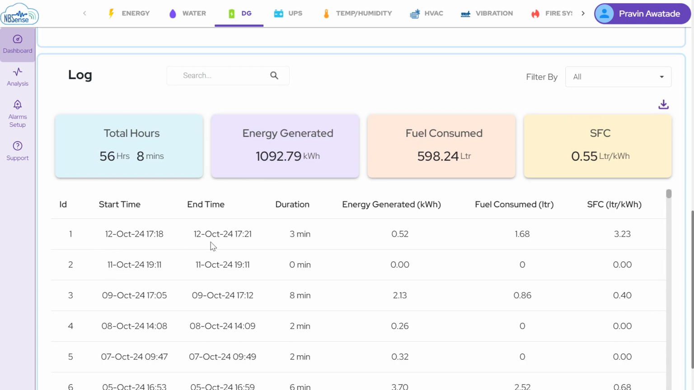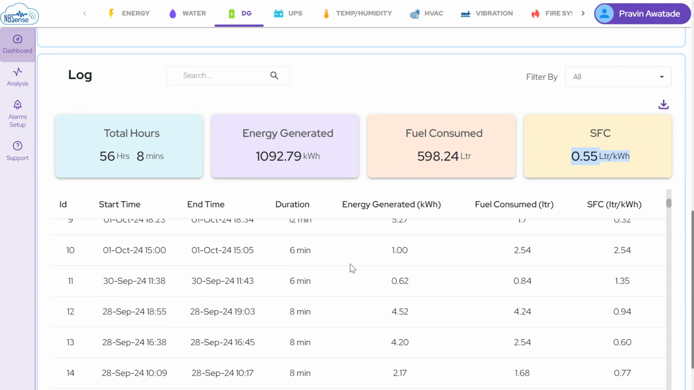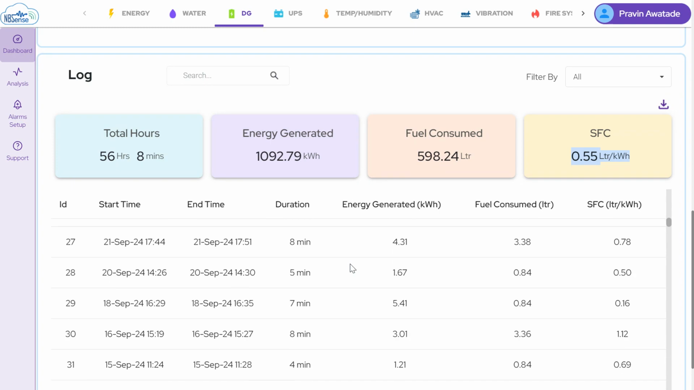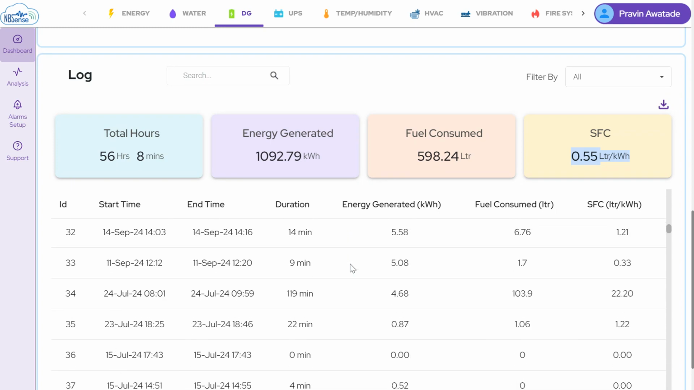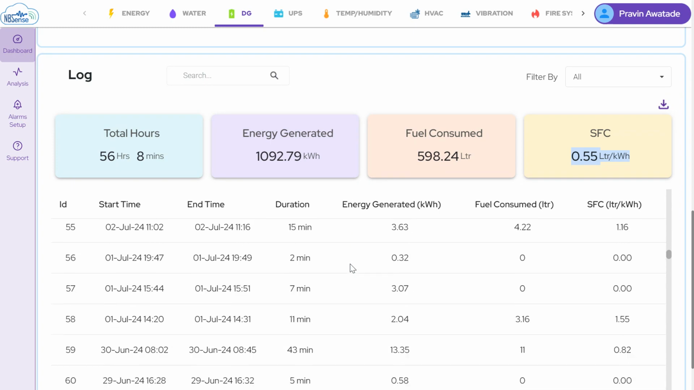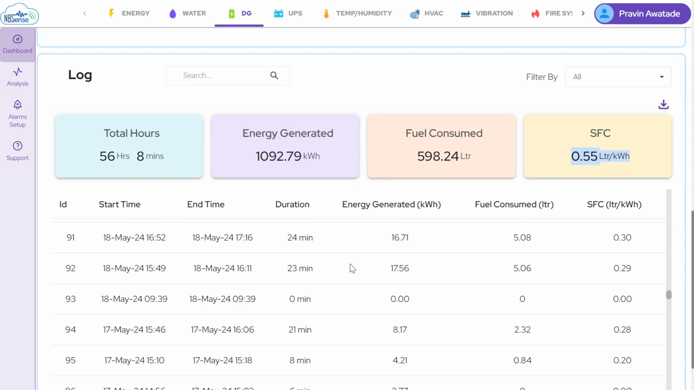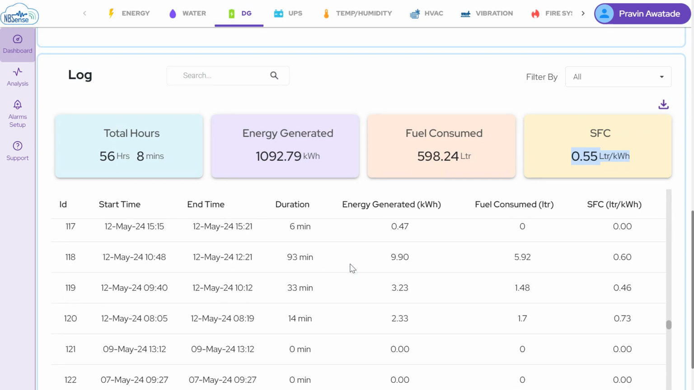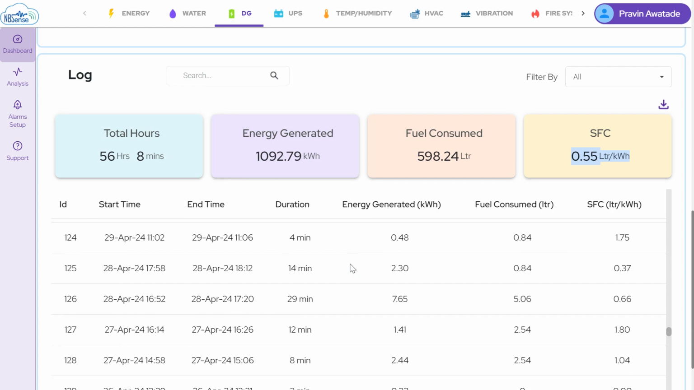It shows the start time, end time, and duration, meaning for what duration it was operated, how much energy it produced in kWh, the fuel consumed in liters, and the SFC. That indicates the efficiency. The lower the SFC figure, the higher the efficiency. This is a basic rule. We can see the history of all days here. So there is no need to maintain any physical log with manual entries, and no chance of manual errors. We have solved all this. We can get the entire history for an unlimited time period.